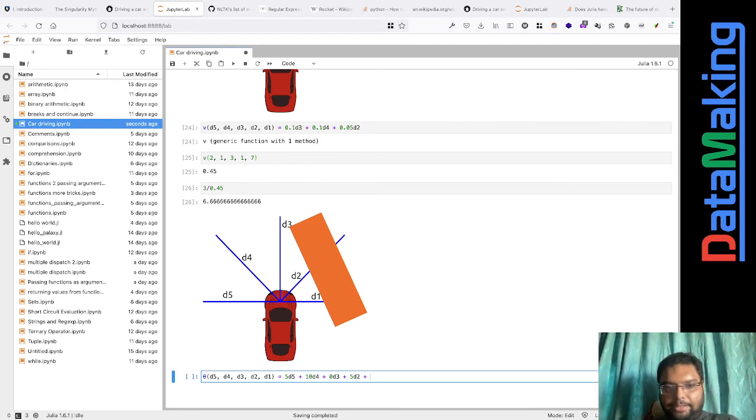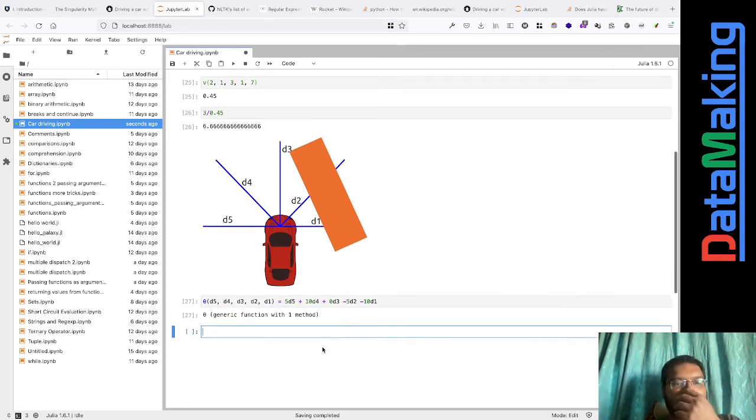And then 10 D1, minus 5 D2. So minus 5 D2, minus 5 D2, minus 10 D1. Okay, so this is the kind of thing I would like.